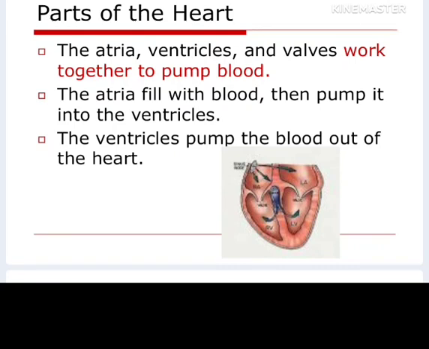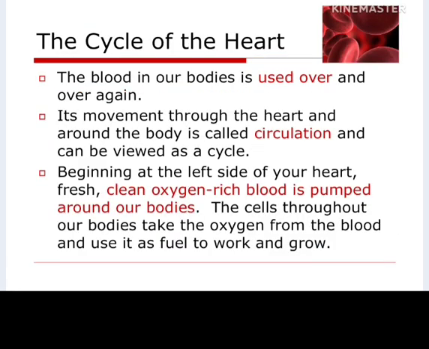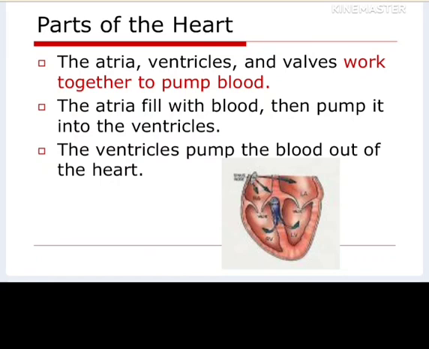The atria and ventricles work together to pump blood, for the flow of blood from all the body parts to the heart. The blood in our body is used over and over again, and its movement through the heart and around the body is called circulation. The left side of your heart carries fresh, clean, oxygenated blood, and the right side contains deoxygenated blood. The atria, ventricles, and valves work together to pump blood.